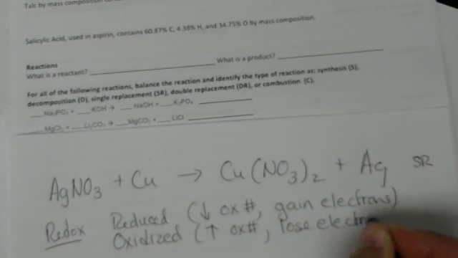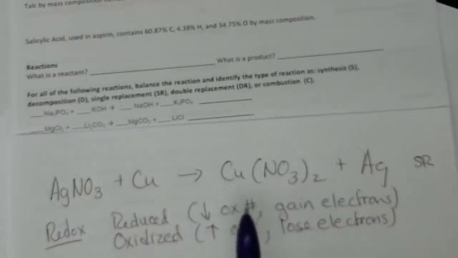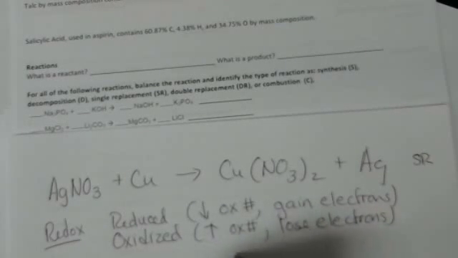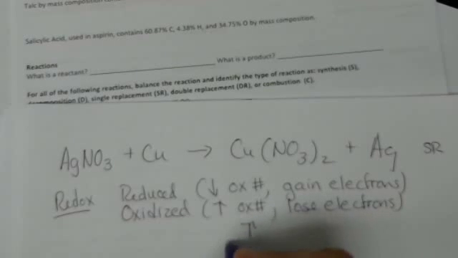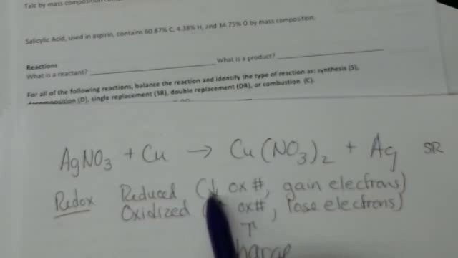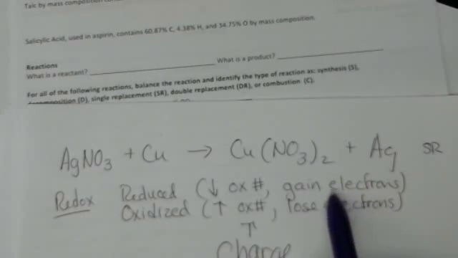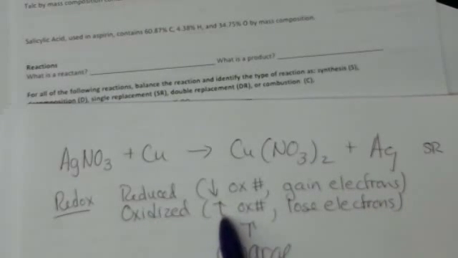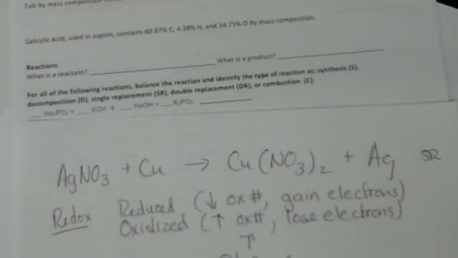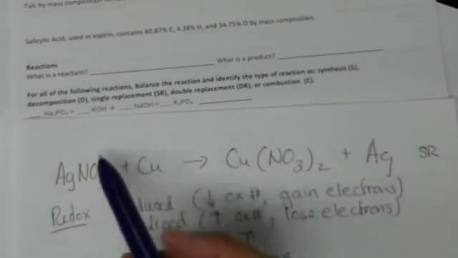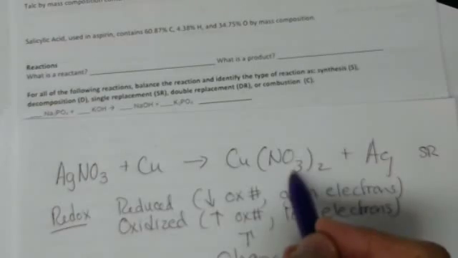I know that part confuses people often because you have to remember that the oxidation number is the same as the charge. So if you have a lower oxidation number, you have a more negative charge, so you have to have gained electrons. If you're oxidized and you have a higher oxidation number, that meant you had a positive charge, and so you had to lose electrons.